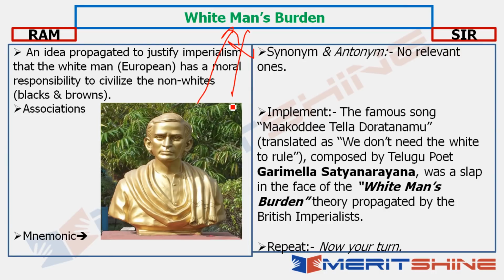He was jailed for this song in 1922. Hai na? His tragedy, despite his contribution, was that he was forgotten in his own lifetime. He died in 1952, alone, poor, and unaided. His song became a cult classic, but he remained forgotten. Anyway, so that was Garimela Satyanarayan for you.